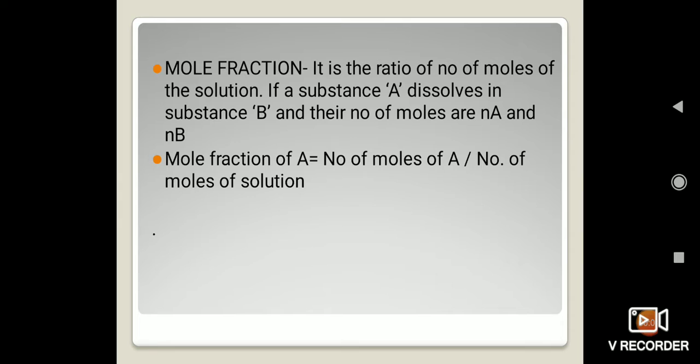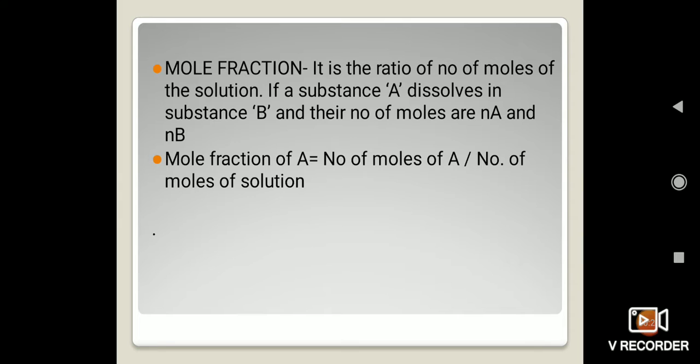In this segment, we will study mole fraction. For what are we using the mole fraction? To determine the concentration of a solution, there are different formulas like molarity, molality and mole fraction.